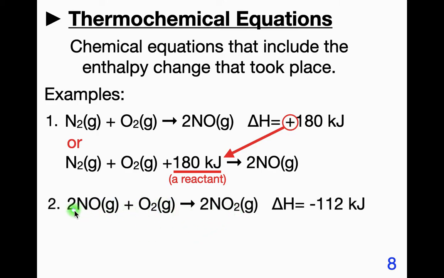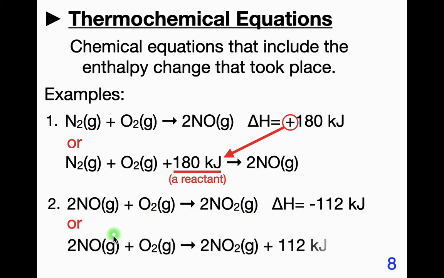Okay, this is an exothermic reaction, nitrogen monoxide and oxygen giving us nitrogen dioxide. So it's exothermic. Now, exothermic means that it's given off. Remember, it doesn't mean that it's negative energy. It means that energy is lost. Okay, so when we write the chemical equation with the energy value included within it, it's going to be a product. So the negative value here means it's a product.